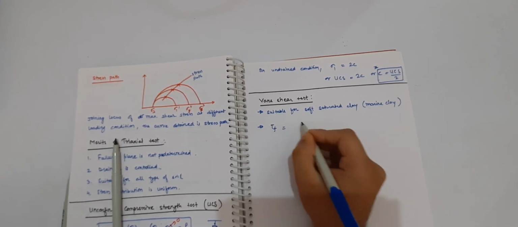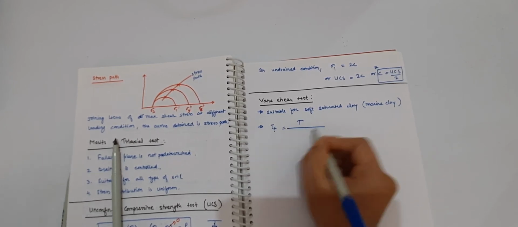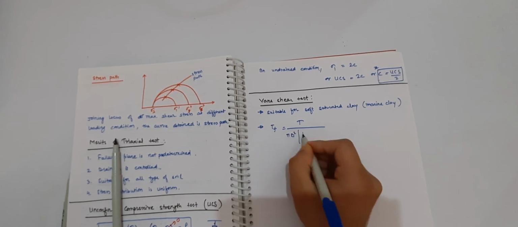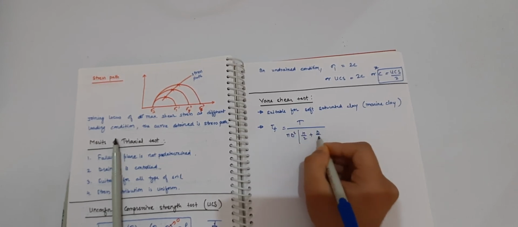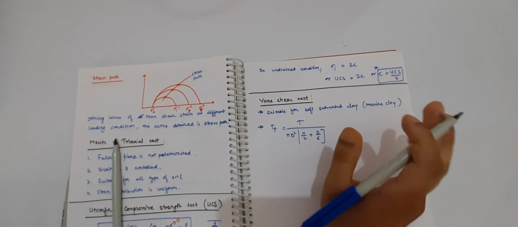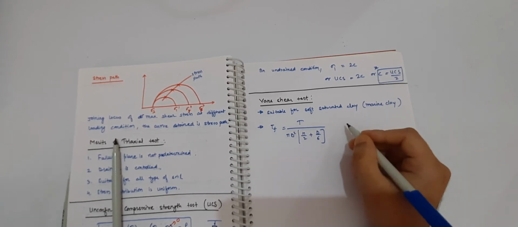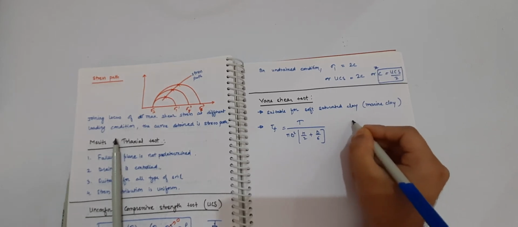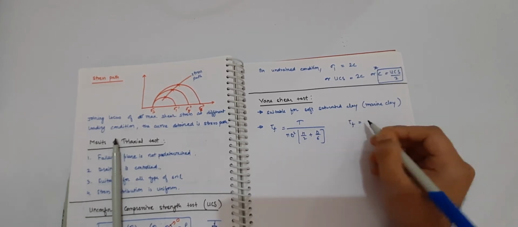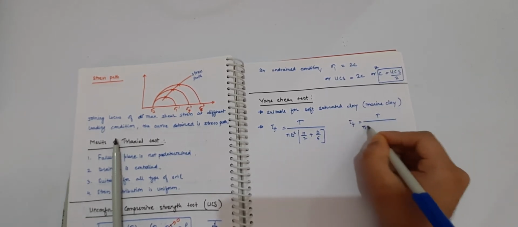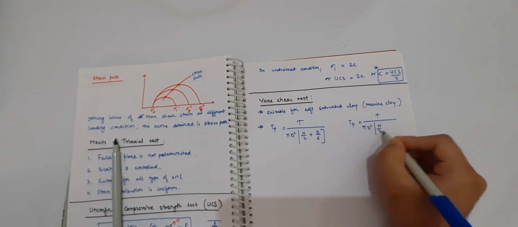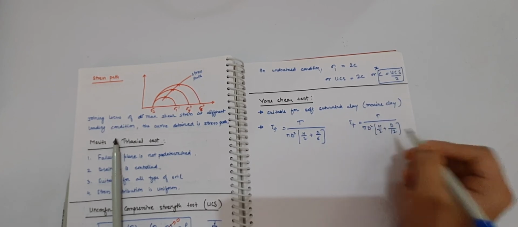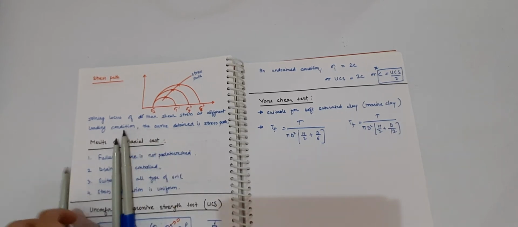So we find the shear stress at failure, which is T divided by pi d squared into (h by 2 plus d by 6). D by 6 is for two-way shear, and for one-way shear, the shear stress at failure is T divided by pi d squared into (h by 2 plus d by 12).